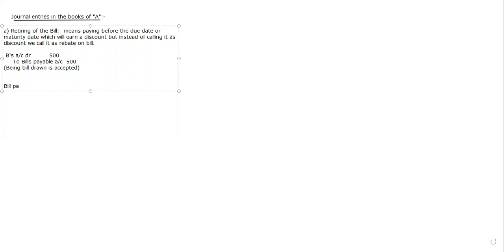So bills payable account debit. How much? 500. But did I pay the total amount? No, I got a discount. So to cash account, which is 10 rupees discount, means cash I paid only 490. So to rebate on bill.